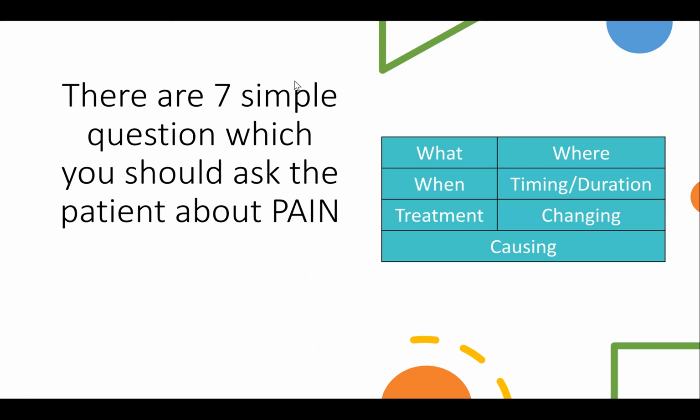So when taking a history, first we want to know what, where, when, timing or duration, treatment, changing and cause of the pain. So when we are asking what, the patient will tell us that maybe they have pain. Then where, we want to know which part of the body has pain. When does the pain happen? When did it start? Does this pain have a pattern? Is it worse in the morning, worse during the day? What has been the response to treatment?